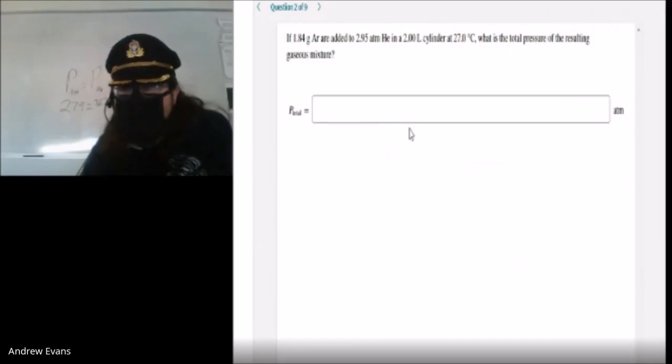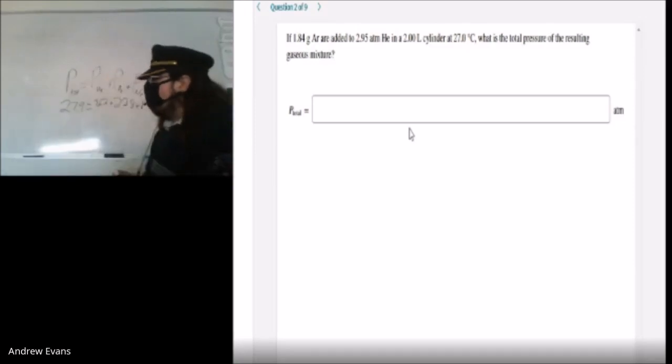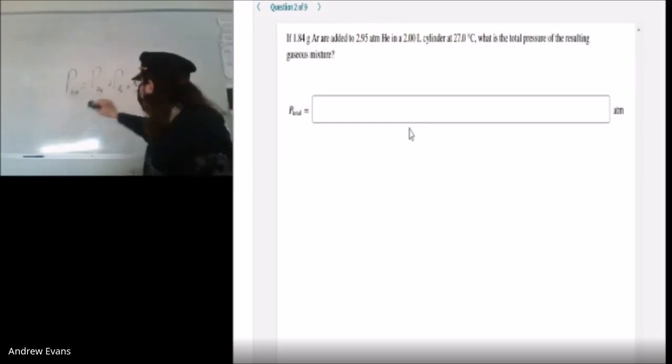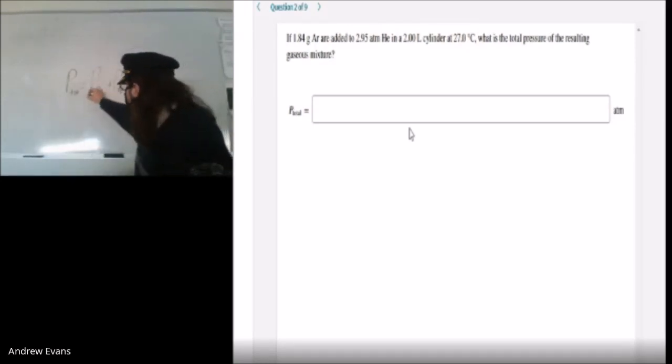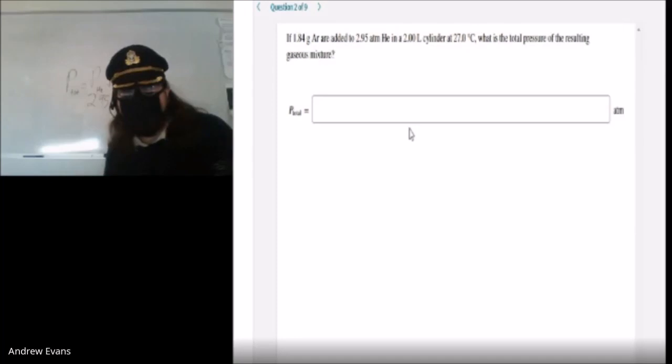Reading this whole problem: if 1.84 grams of argon are added to 2.95 atmospheres of helium in a 2-liter cylinder at 27 degrees, what is the total pressure of the resulting gaseous mixture? So they're asking, what is the total pressure of the mixture if we have the pressure of helium and we're adding the pressure of argon. They give us the pressure of helium, so we need to calculate the pressure of argon.